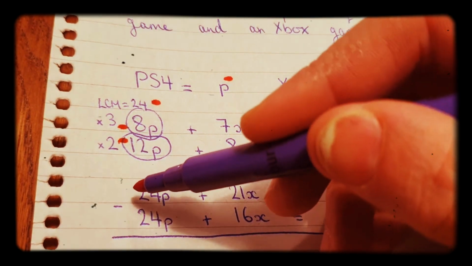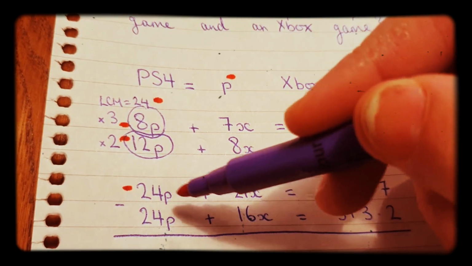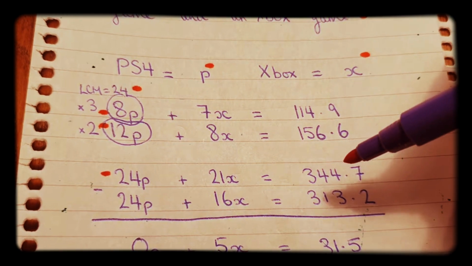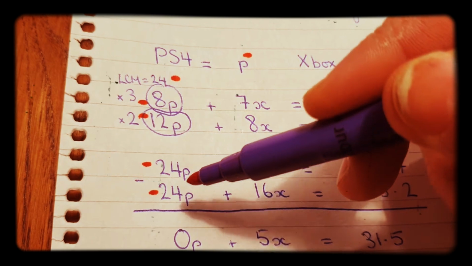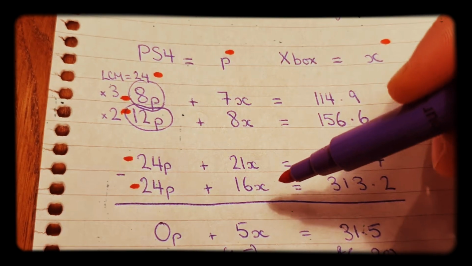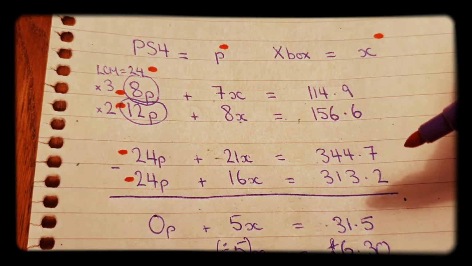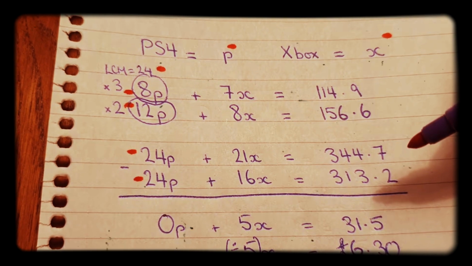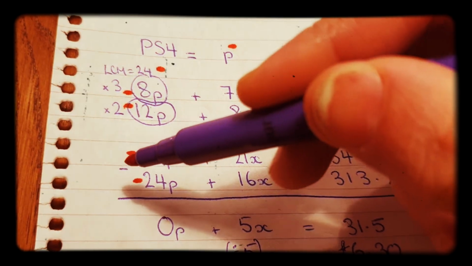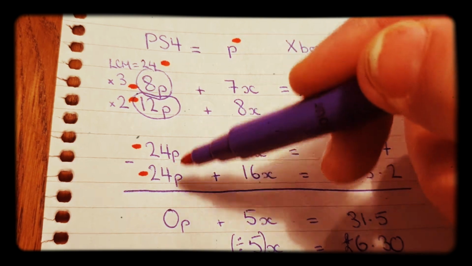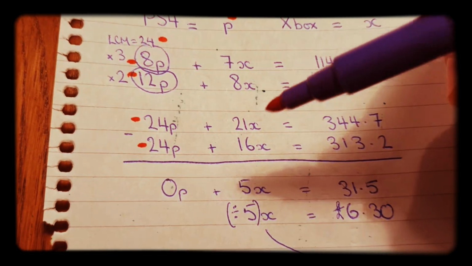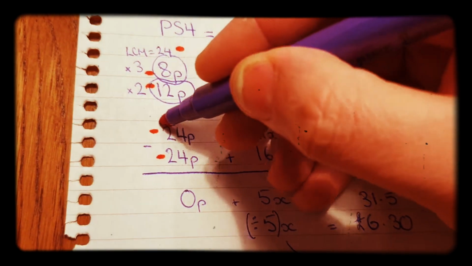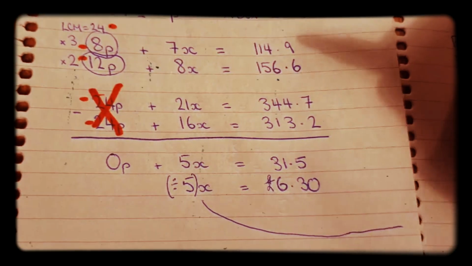So here is line 1 that's been times by 3. 24p plus 21x equals 344.7. And then line 2 has been turned into 24p plus 16x equals 313.2. So we've turned it into a column subtraction, so we can take 24p and 24p, minus them together, and that makes 0p. So we've now got rid of the p's, which is what we wanted to do.